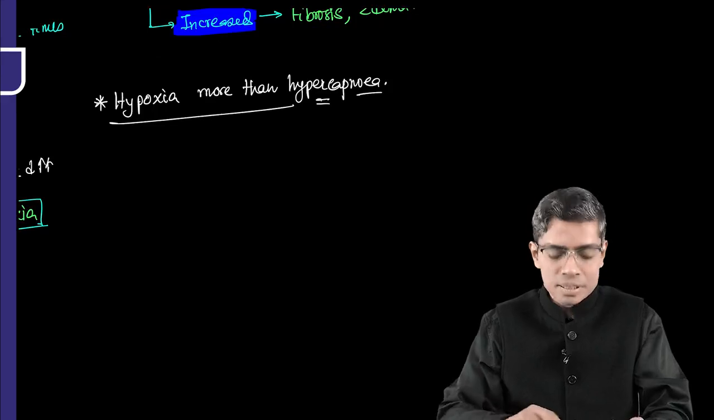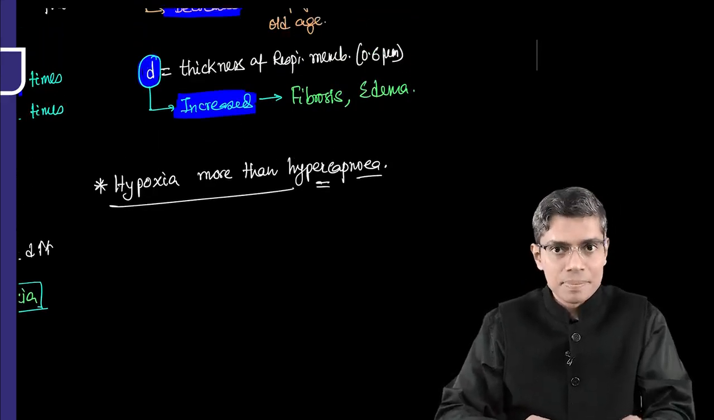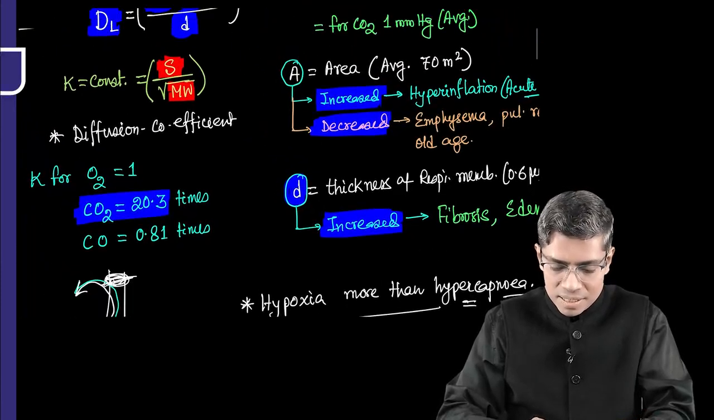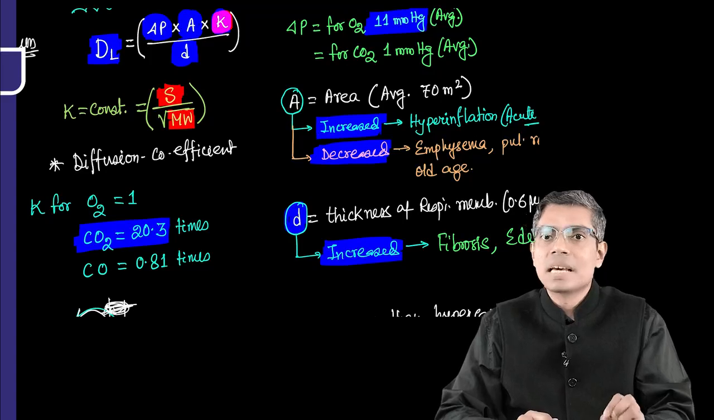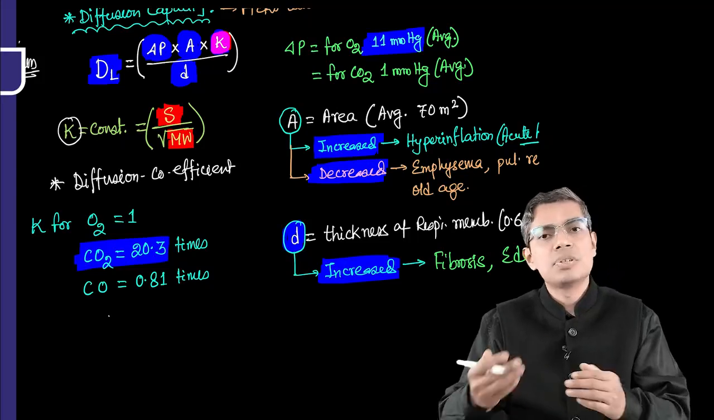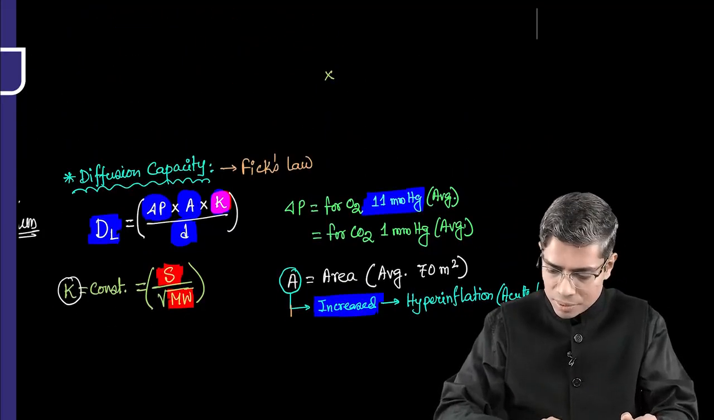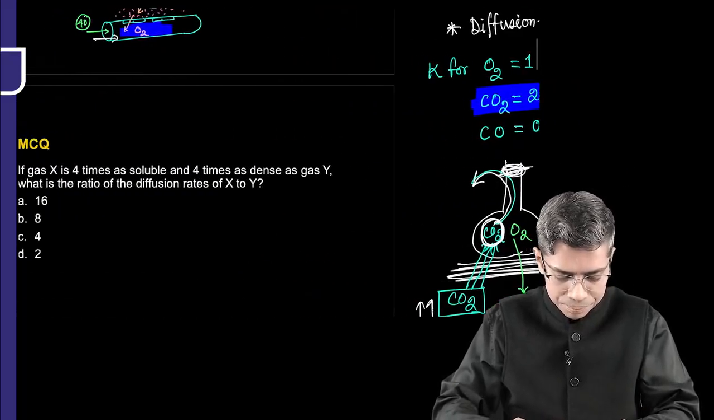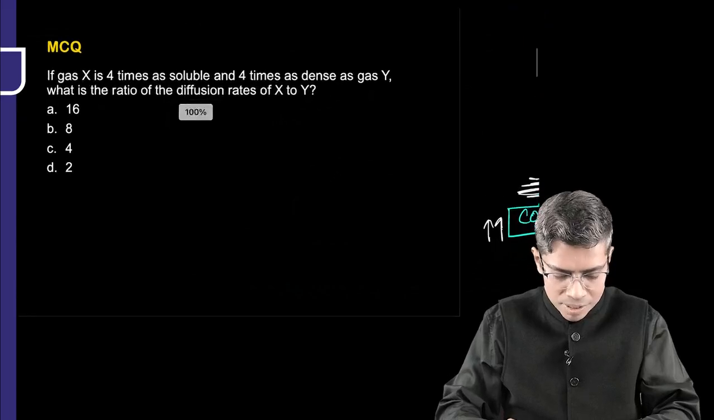So this is about the K. What is the importance of K? Now we also have to remember that depending on this K, a mathematical question can be given, that if you change this K or constant, then your diffusion capacity will change. Look at the MCQ first, then we'll understand. So this is the MCQ here. It is a JIPMER MCQ.